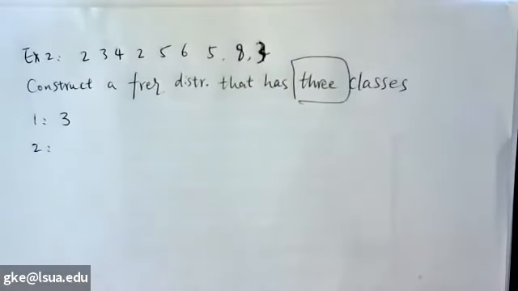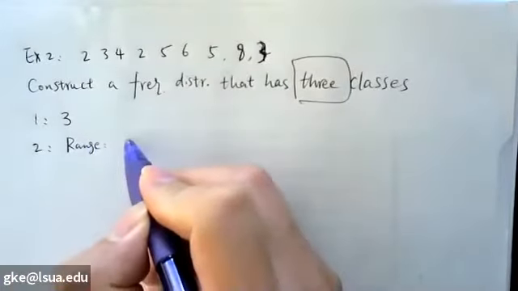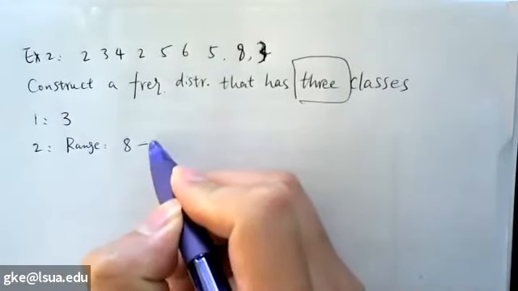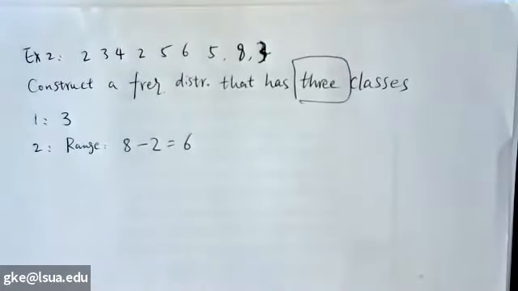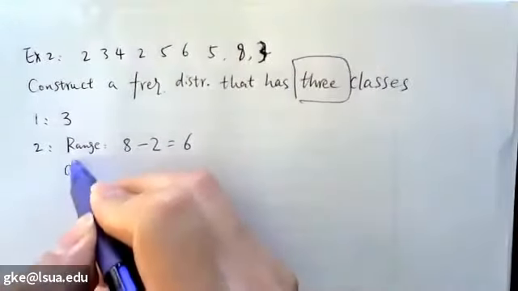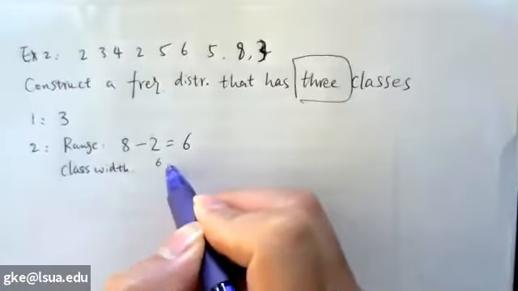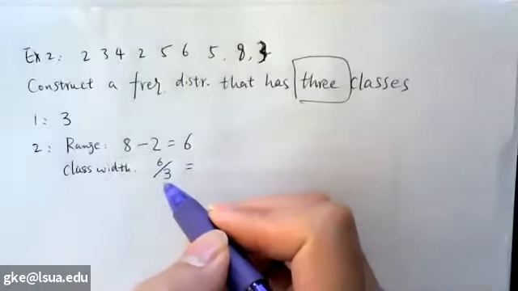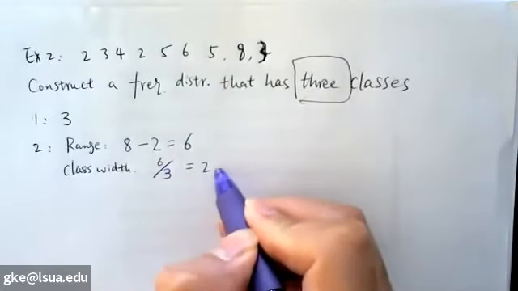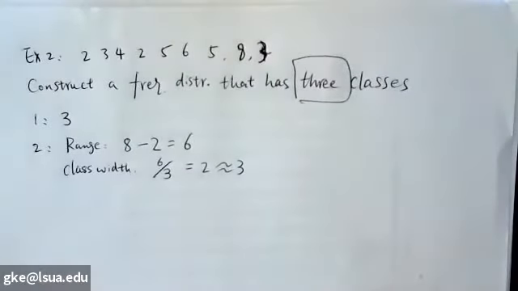Second, the range. The range is going to be the highest number subtract the lowest number. That is 6, right? So the class width is going to be 6 divided by 3, right? The range divided by the number of classes is 2. So round up to the convenient number. That will be 3.